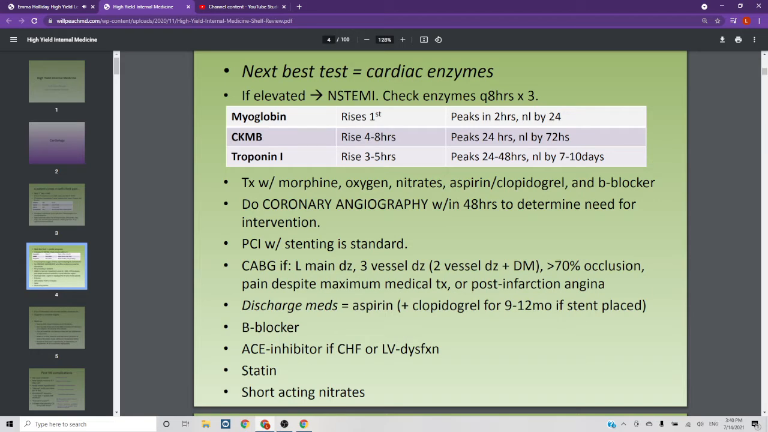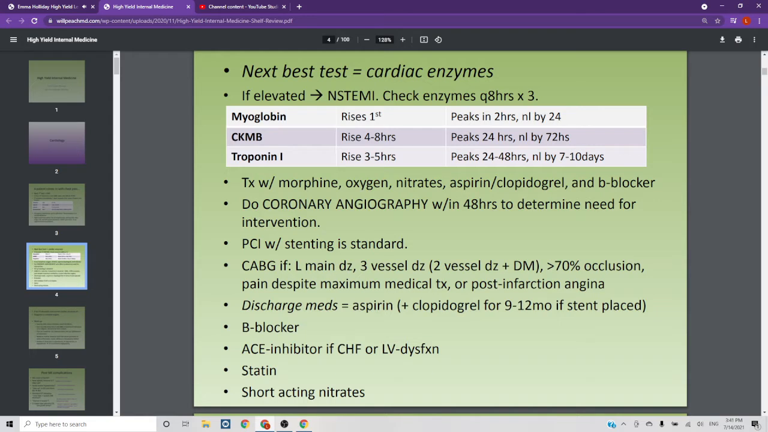And what I'll point out here is myoglobin. It's the one that rises first. It also drops off first. So if you get a question with a patient who had an MI and they're in the hospital, you're watching them, what's the most sensitive marker for a repeat infarction, a second heart attack? You'll want to look at the myoglobin because CKMB and troponin can both still be elevated from the first heart attack. So a second infarction can be picked up by myoglobin because it's the first to go up and it's the first to go down. You wouldn't expect it to still be elevated a couple days later.